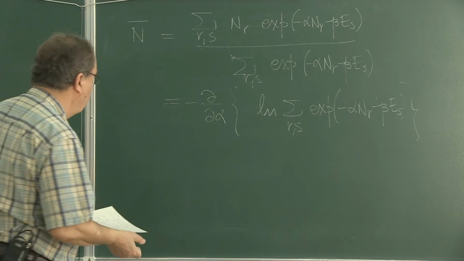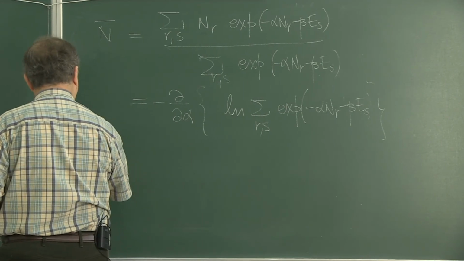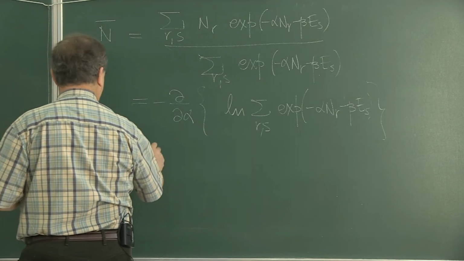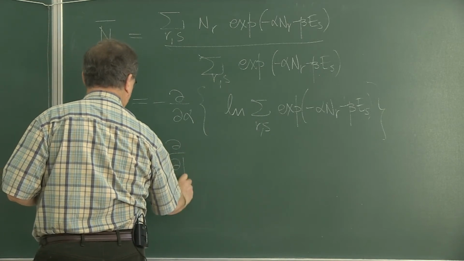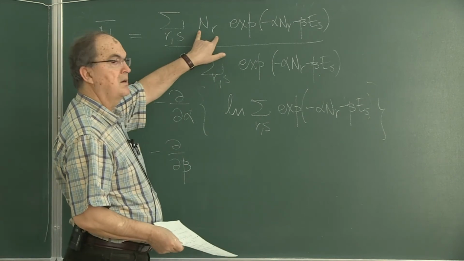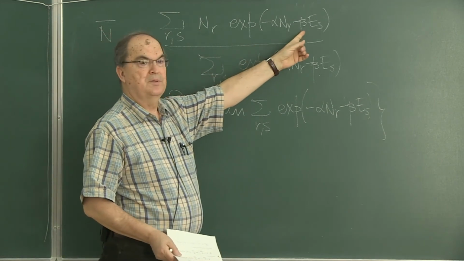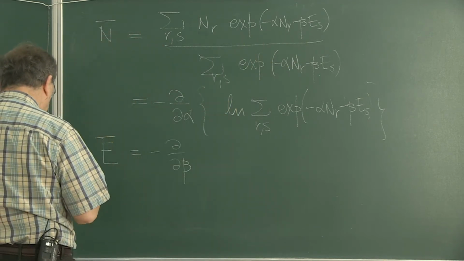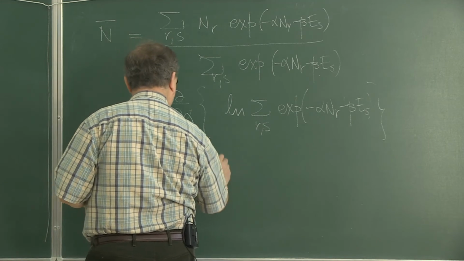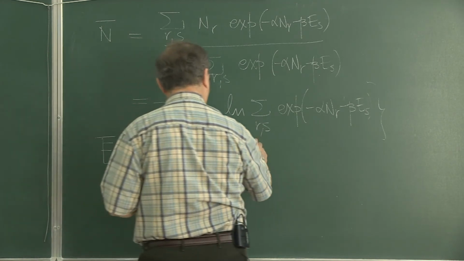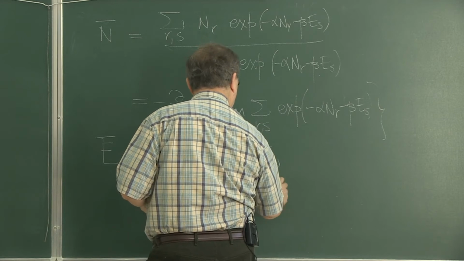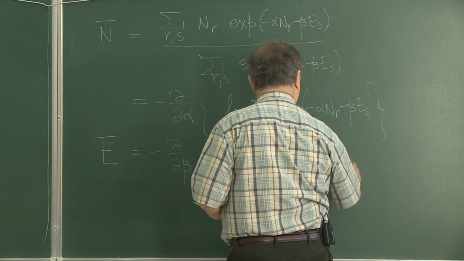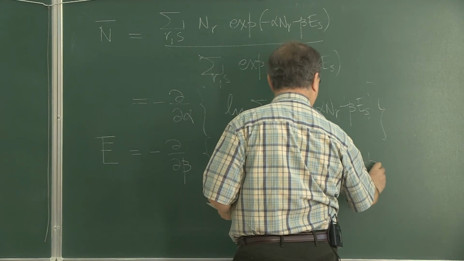Well, similarly, you can write the average energy as, well, how can you bring down an energy instead of N_R? By taking the derivative with respect to beta: minus del over del beta of ln of this sum, our grand canonical partition function.